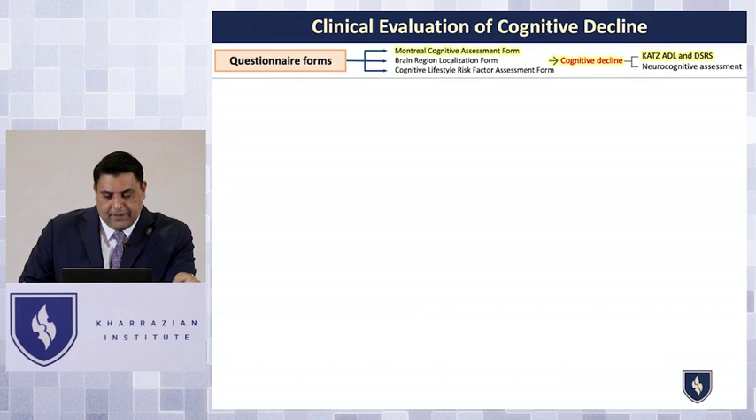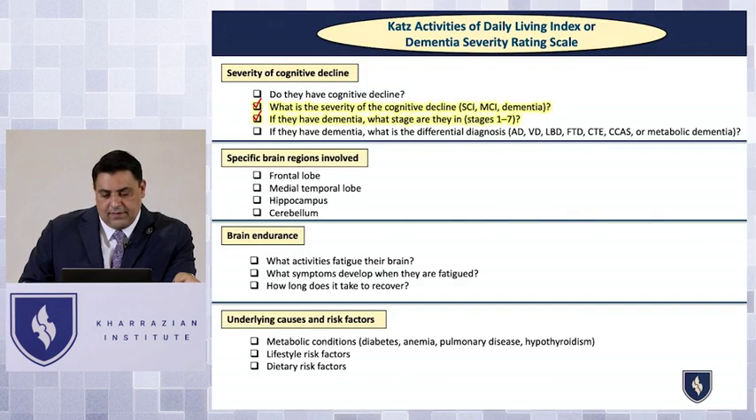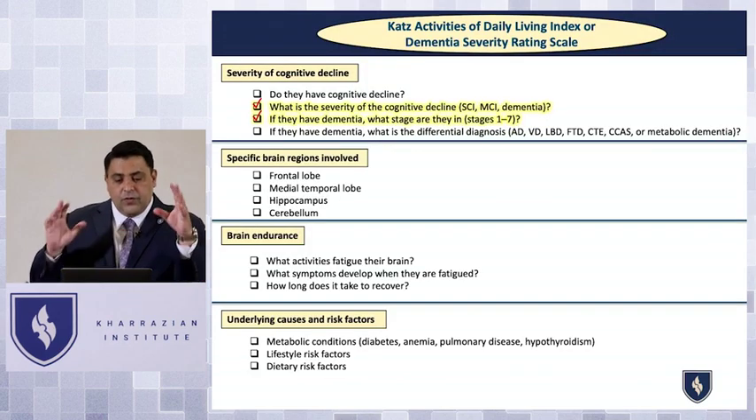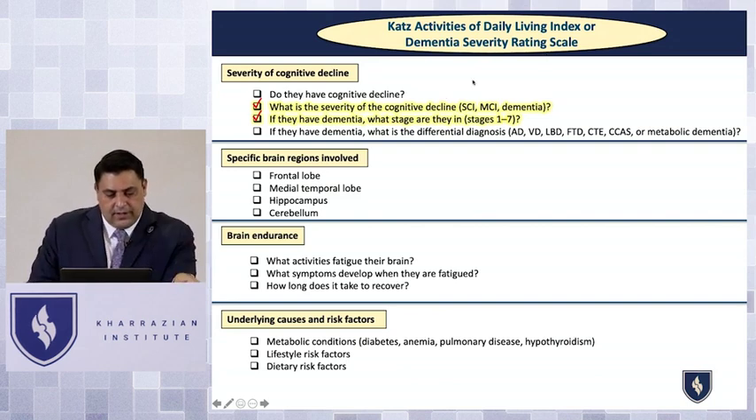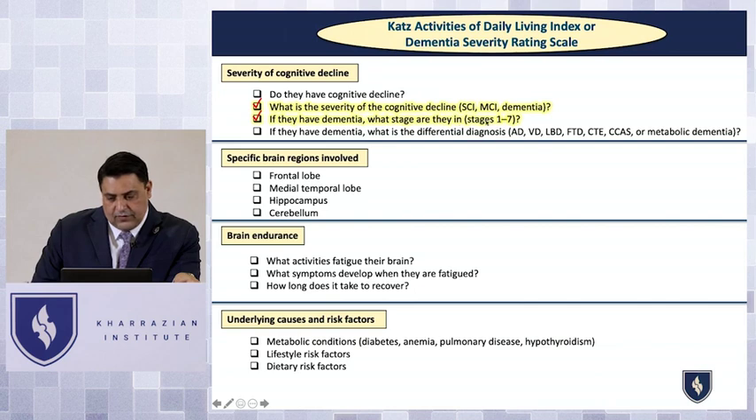Those are the forms you would use to really look at mild cognitive impairment, and then to validate if they have dementia. So with those two forms, the Activities of Daily Living Index and the Dementia Severity Rating Scale, you're now able to determine if they have dementia and what stage they're in, stages 1 through 7.